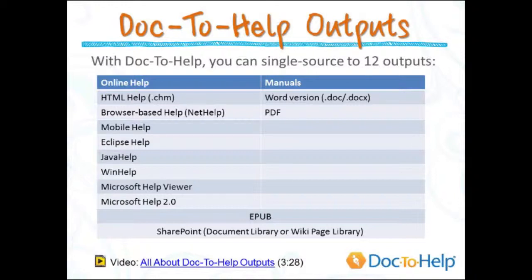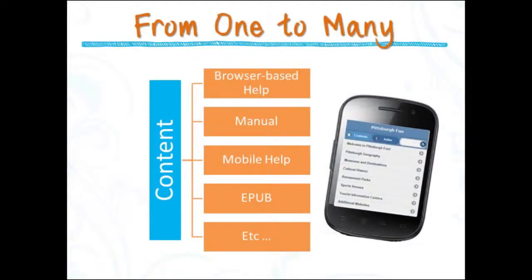It's easy enough to take the EPUB output that you make with Doc2Help and use something like Calibre to convert it to Mobi. And then also with Doc2Help, these aren't targets, so to speak, but they are other ways that you can distribute your help. You can drop a project into a SharePoint document library or into a SharePoint wiki page library. So those are 2 other outputs. And there is a video called All About Doc2Help Outputs that you can watch and learn more about all of these different outputs.